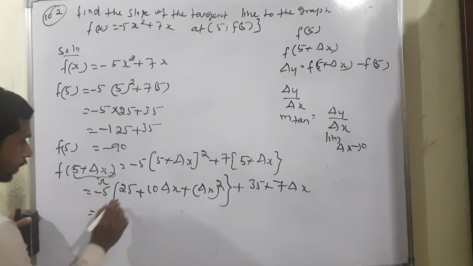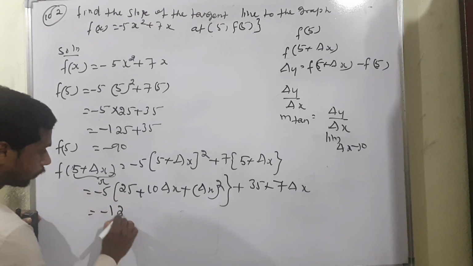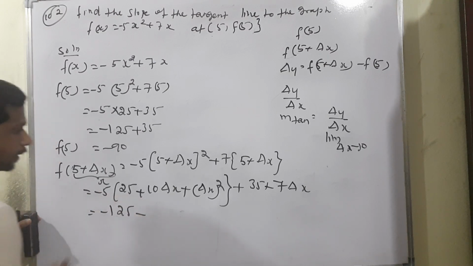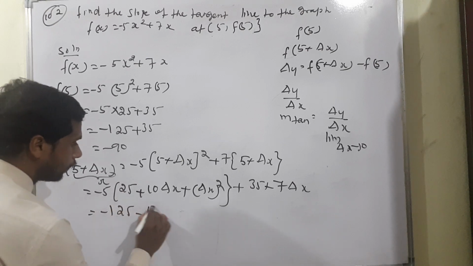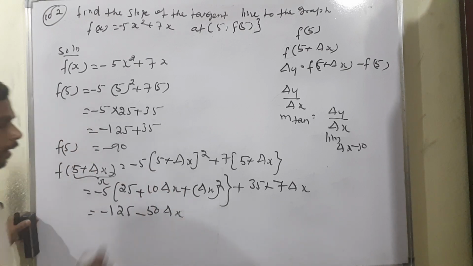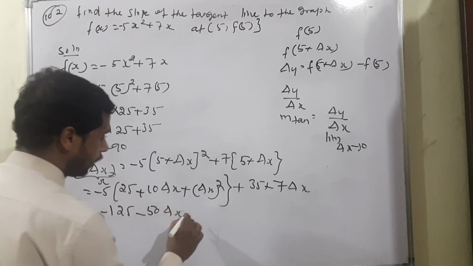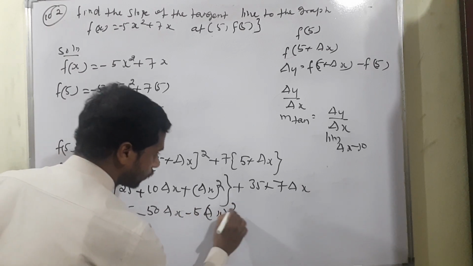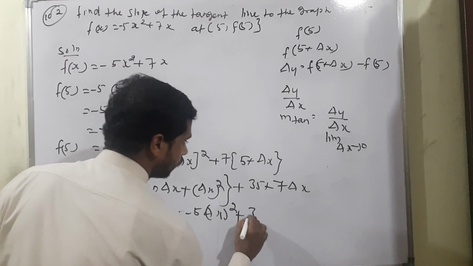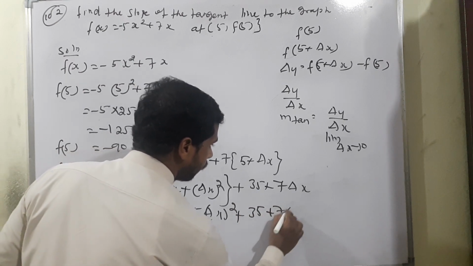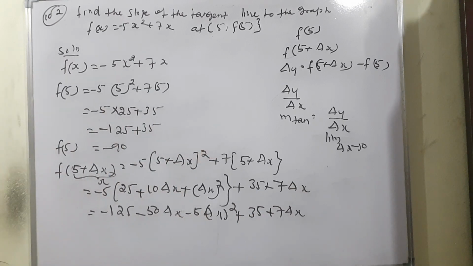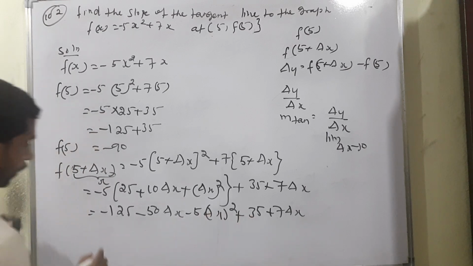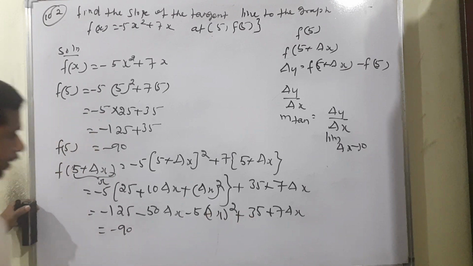Again remove the bracket. 25 into 5 minus 125. Again plus into minus minus. 10 into 5, 50 del x. Next condition minus 5 del x square, isn't it? So minus 5 del x the whole square. Last one 35 plus 7 del x. Now minus 125 plus 35. We can write now minus 90.